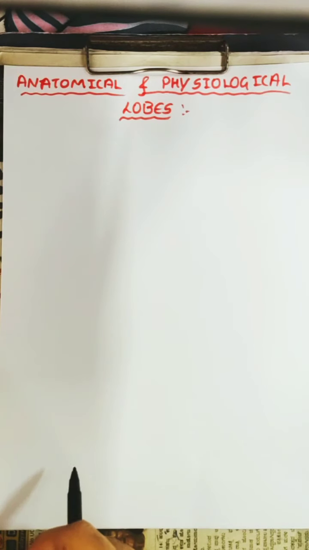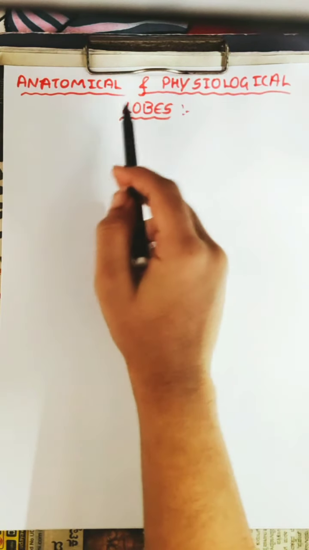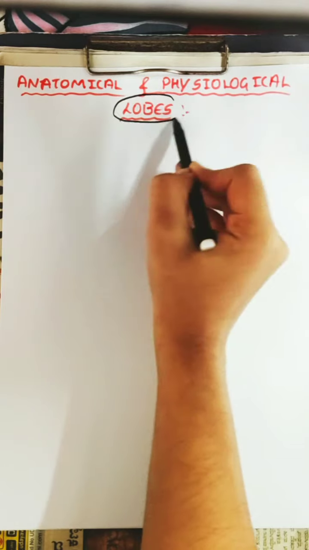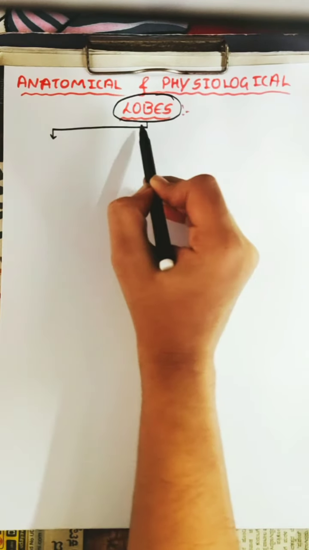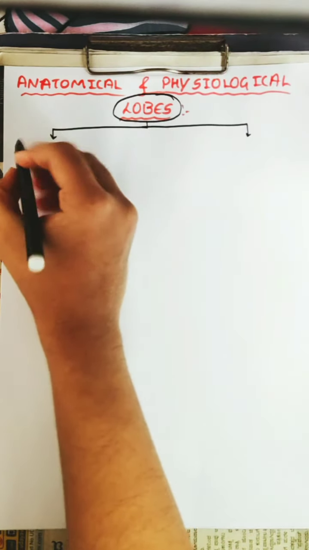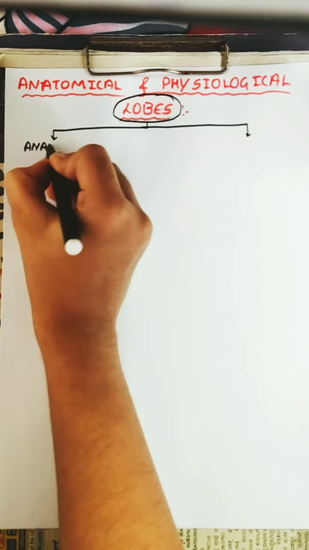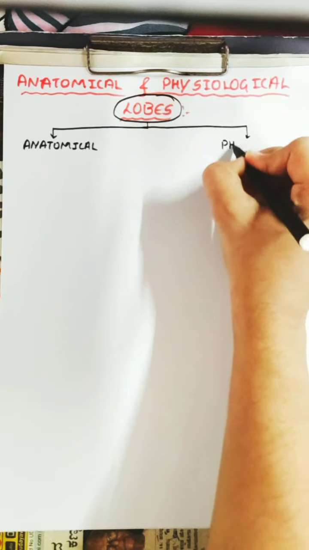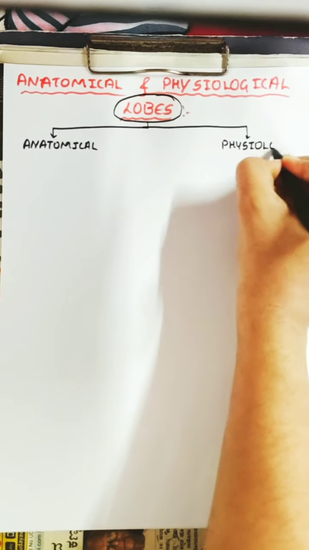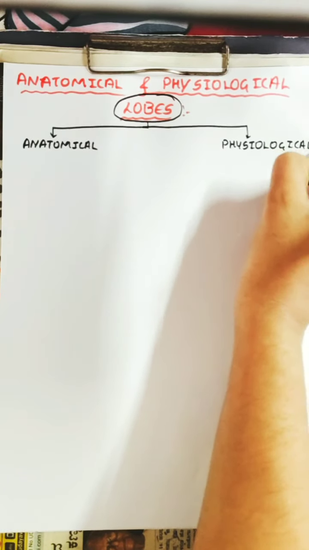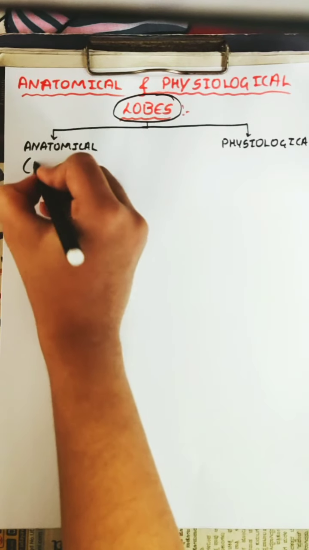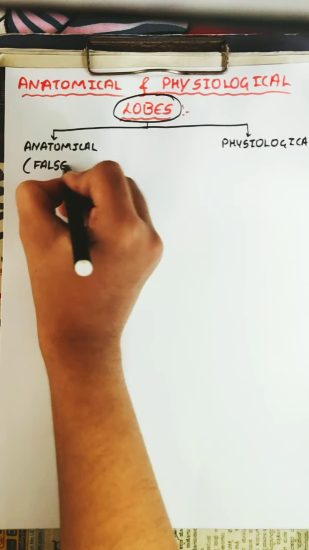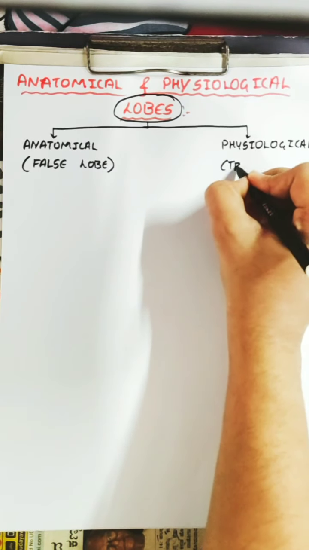Students, I'll be explaining about the anatomical as well as the physiological lobes of the liver. This lobe is classified into two types. First one is anatomical lobe as well as the physiological lobe. Anatomical lobe is called false lobe, whereas physiological lobe is also called true lobe.